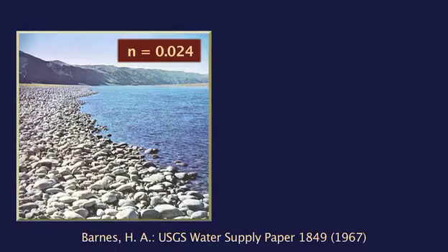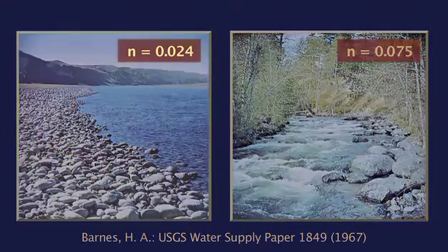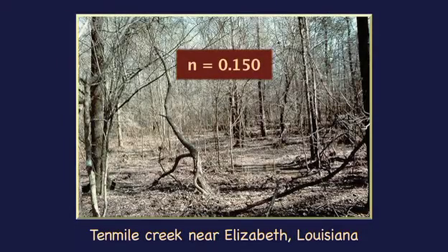The Barnes book, USGS Water Supply Paper 1849, remains the most comprehensive pictorial collection of Manning's n for natural river channels, covering the range 0.024 to 0.075. The Barnes pictorial can be found at manningsn.sdsu.edu. The Arcement and Schneider book, USGS Water Supply Paper 2339, is a pictorial of Manning's n for floodplains for the range 0.1 to 0.2. The floodplain pictorial can be found at manningsn2.sdsu.edu.